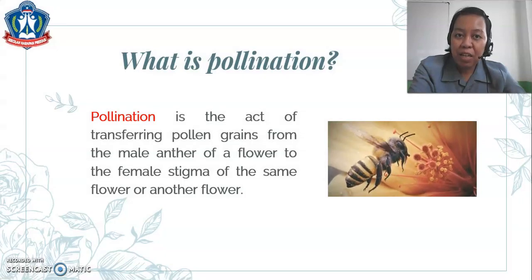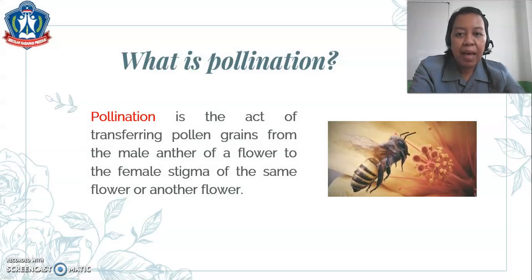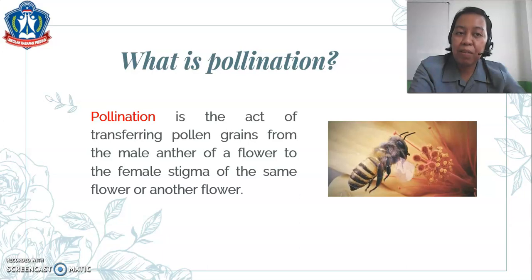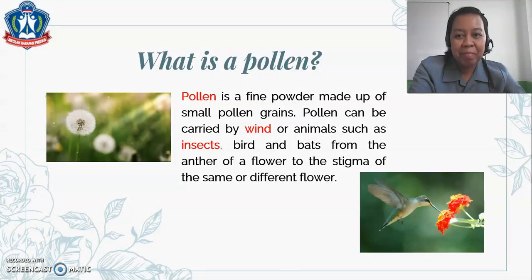What is pollination? Pollination is the act of transferring pollen grains from the male anther of a flower to the female stigma of the same flower or another flower. What is pollen? Pollen is a fine powder made up of small pollen grains. Pollen can be carried by wind or animals such as insects, birds and bats from the anther of a flower to the stigma of the same or different flower.